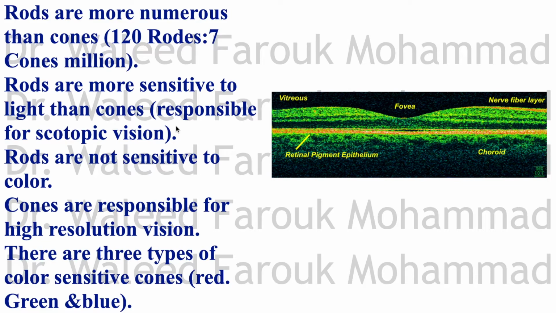Cones are responsible for the high resolution vision. That's why they are concentrated in the fovea. And there are three types of color sensitive cones. Those are sensitive to red waves, green waves, and blue light waves.